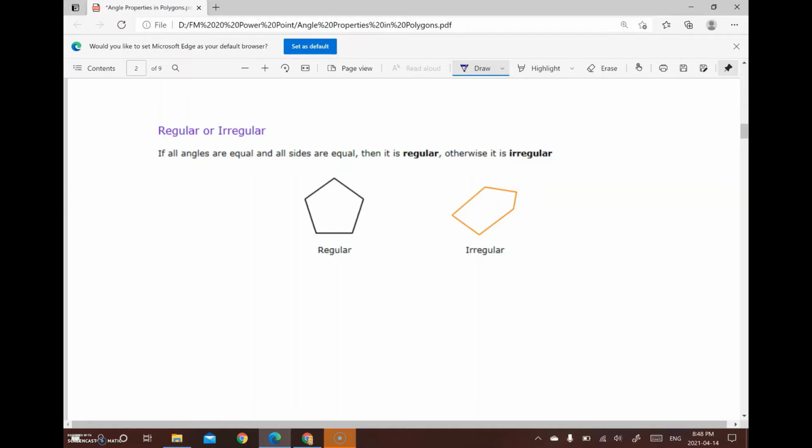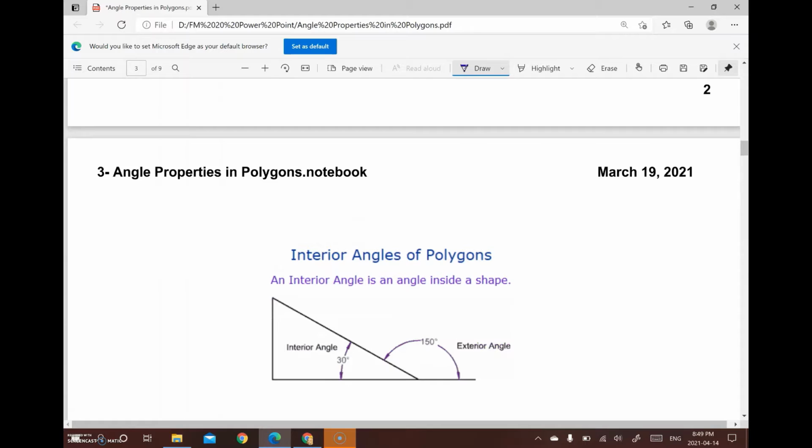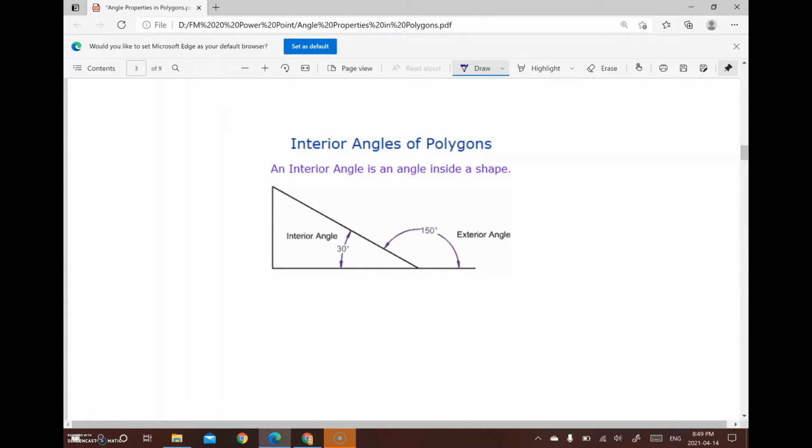We can also break up polygons into regular or irregular. If all angles are equal and all sides are equal, then it's a regular polygon. If it has unequal sides and unequal angles, it's an irregular polygon. The interior angle of a polygon is when it's inside the shape. You can create an exterior angle by extending one of the lines, and then you have your exterior angle.